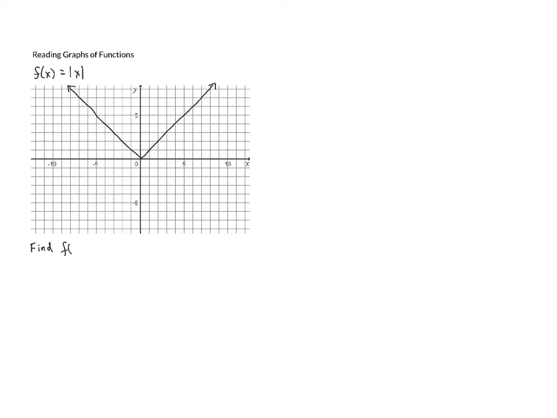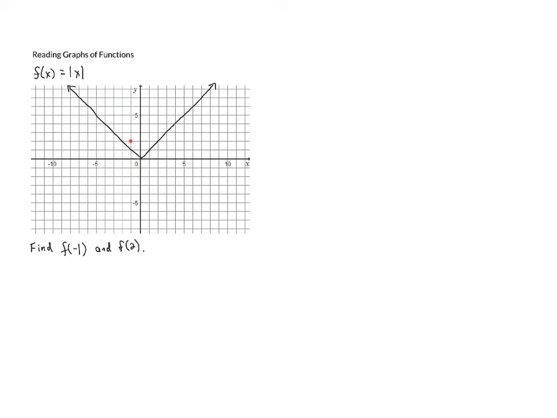Let's find f of negative 1 and f of 2. So again, we're not going to use the equation. We're going to pretend we don't even know what the equation is. We're going to use the graph and see if we can figure out this information. Now, f of negative 1 is the function value when x is negative 1. So I'm going to look at negative 1 on the x-axis, and the vertical line that goes through negative 1 on the x-axis is the line that has the equation x equals negative 1.